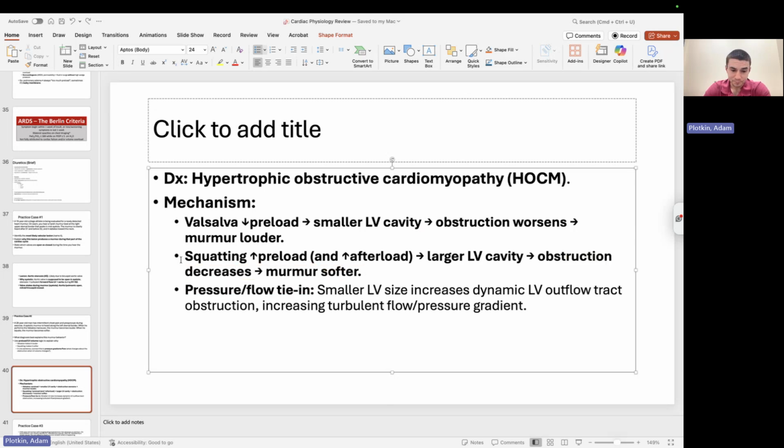And then the pressure and flow tie-in: the smaller left ventricular size increases the dynamic left ventricular outflow tract obstruction, so it increases the turbulent flow. So the smaller the left ventricular size is, the more the left ventricular outflow tract out through the aorta is compressed, the stronger the turbulent flow, the stronger the murmur. We literally just said that. This was just saying it in a different way. All right.